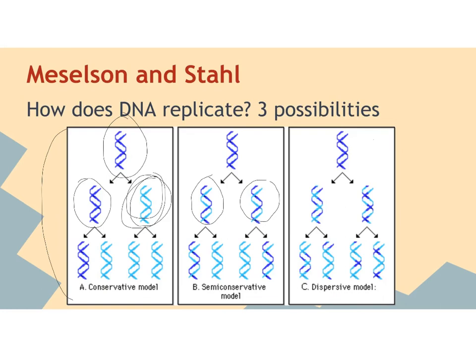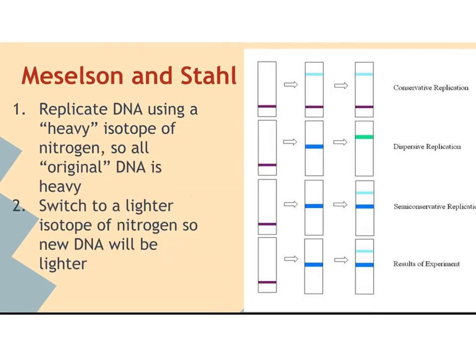Then we had the dispersive model that said that the original DNA sort of got broken up into lots of little bits on either side and mixed with new DNA. So we had these sort of mixed half and half strands. They devised a very clever experiment to determine which of these three models of DNA replication was correct.